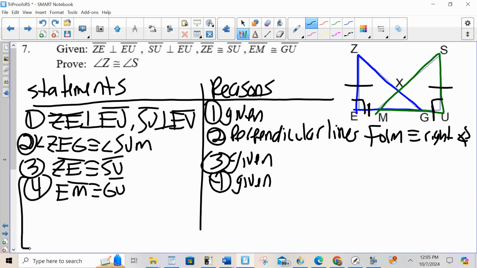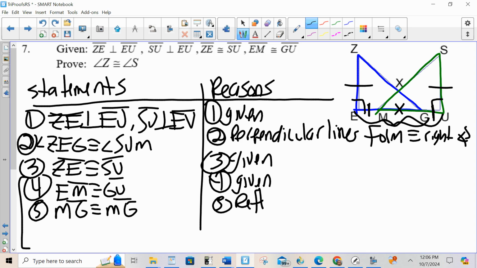So it's a 3-step process. I have EM. I want EG. What do I need? MG. On the other side, I have UG. I want UM. What do I need? MG. So the second step is what I need. In this case, MG is congruent to MG. In this case, the reason those are congruent is reflexive property.